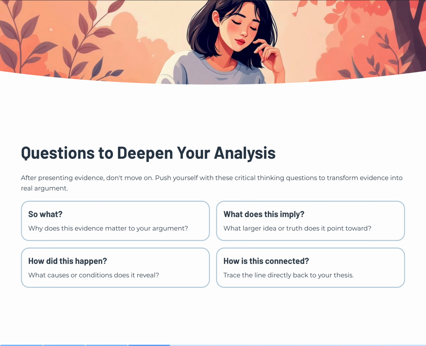Okay, so after you insert that evidence, you may want to pause and ask yourself, so what? So why does this evidence matter to your argument? What does this imply? So what larger idea or truth does this point toward? How did this happen? What causes or conditions does it reveal? And lastly, how is it connected? Trace the line back to your thesis. All of your evidence should be able to do this.